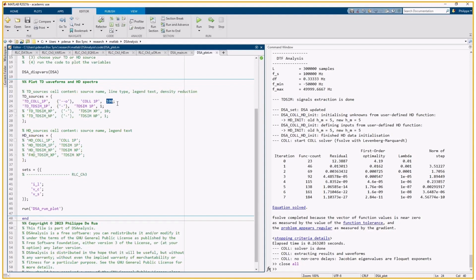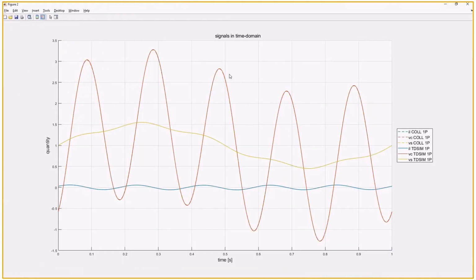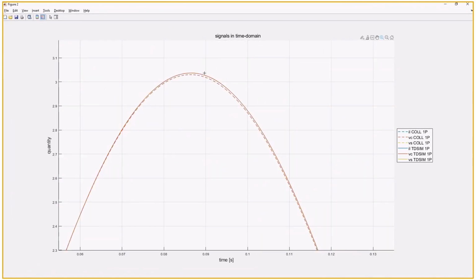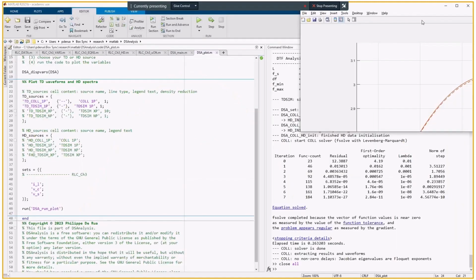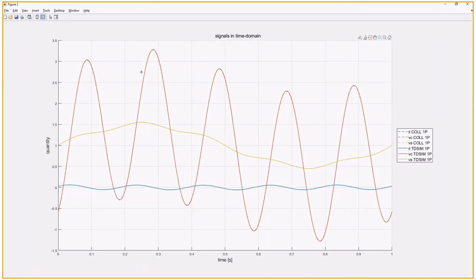For this purpose, I will have no density reduction, just having dashed lines for the results of the collocation method. And you see they are almost perfect. The small difference that remains comes from the fact that there was still some transient on the results of the time domain simulation, but you see that they are now very close to the steady state periodic trajectory found by the collocation method.